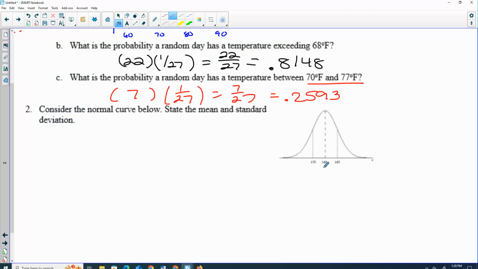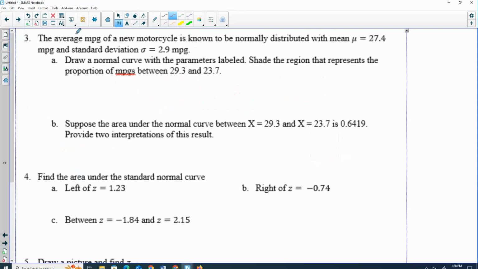Okay, number 2. This is the normal curve. So in a normal curve, the mean is the center. So what is the mean here? 140. The standard deviation, remember, is how far from the center to that first point. So this is from 140 to 145, so our standard deviation is 5. If at any point you get confused, make sure you tell me to stop.